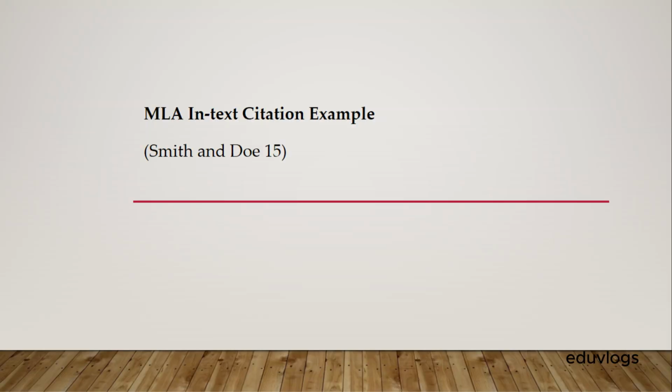If you are doing an in-text citation following the MLA style, all you need to do is to say Smith and Doe 15. So 15 is the page number. You need to give the page number where you are getting the citation from. Smith and Doe 15. You don't need to add the year in doing the MLA style.